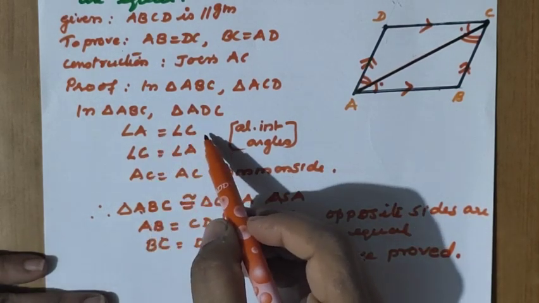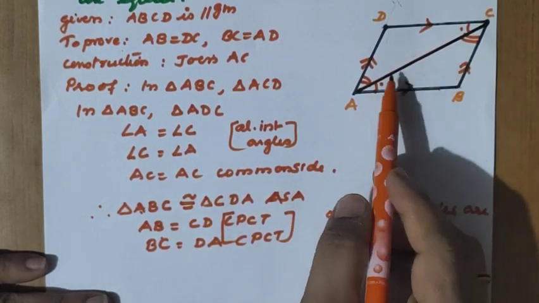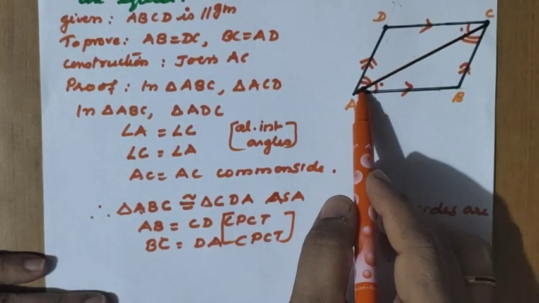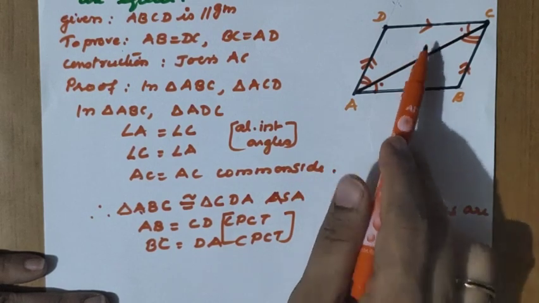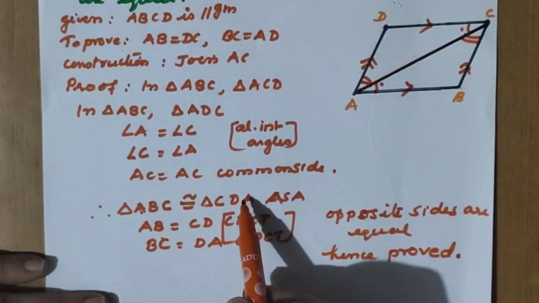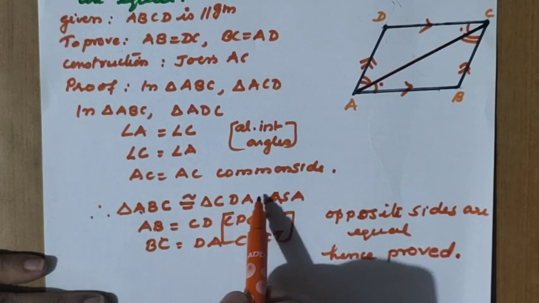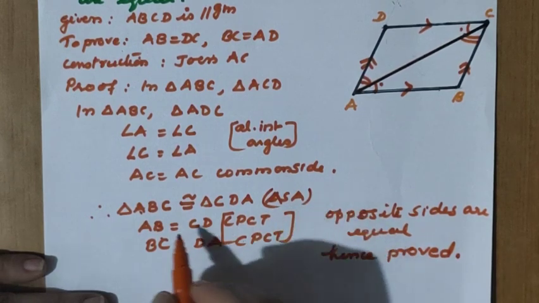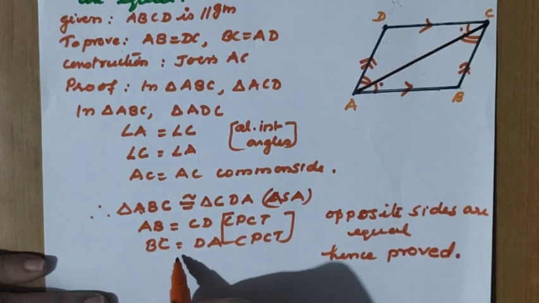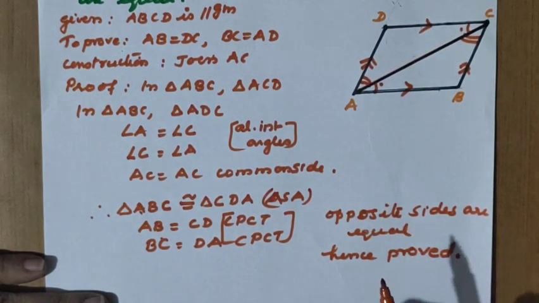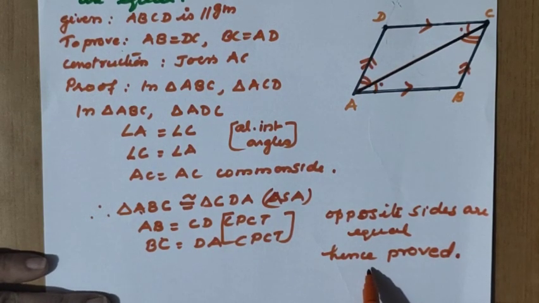In triangle ABC and triangle ADC, angle A equals angle C, that is alternate interior angles. Similarly, angle C equals angle A, again alternate interior angles. Both are equal because of the parallel property. Now AC equals AC, common side. Therefore, triangle ABC is congruent to triangle CDA by ASA criteria. Then we write AB equal to CD. Similarly, BC equal to DA. What we got from here: opposite sides of the parallelogram are equal. Hence proved.